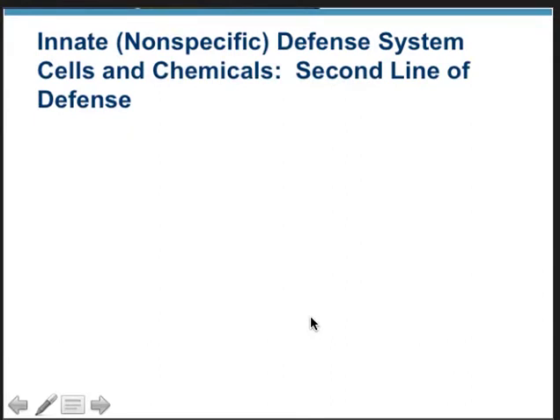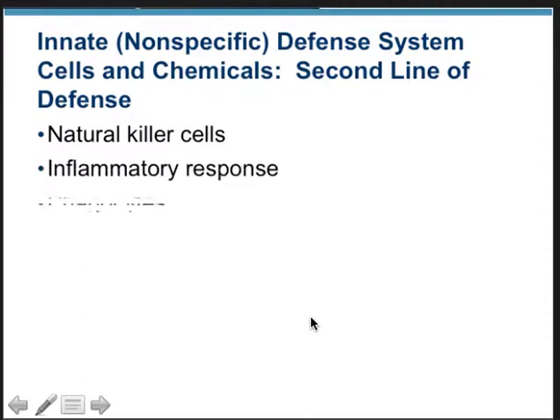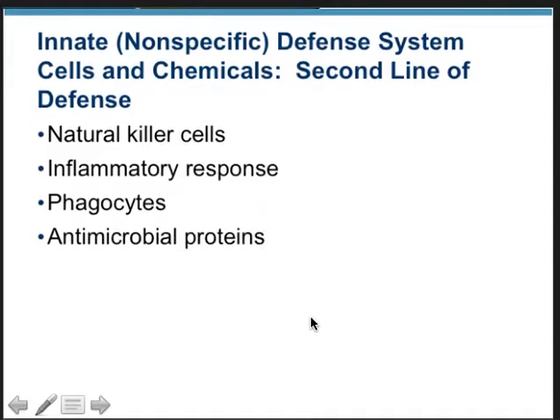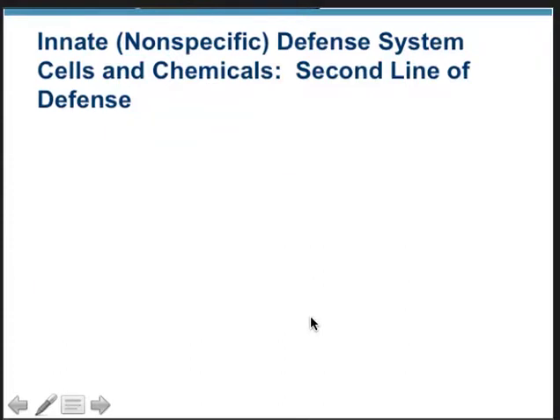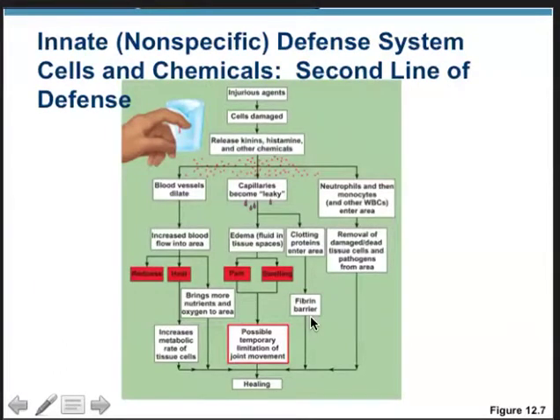There are also cells that help us remain disease free that use the same type of chemical attack regardless of the identity of the pathogen. Natural killer cells, the inflammatory response, phagocytes, antimicrobial proteins, and fever are all part of this second line of defense. And we'll break down what each of these is in the upcoming slides. So let's start with a chart that shows you how these nonspecific defenses keep us relatively healthy.